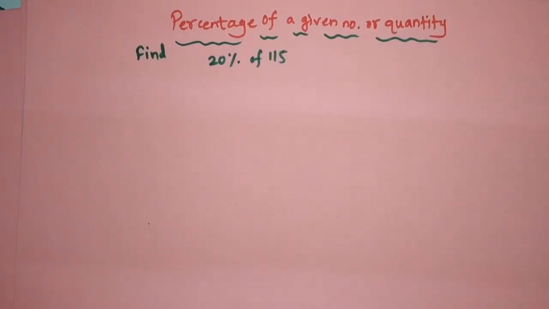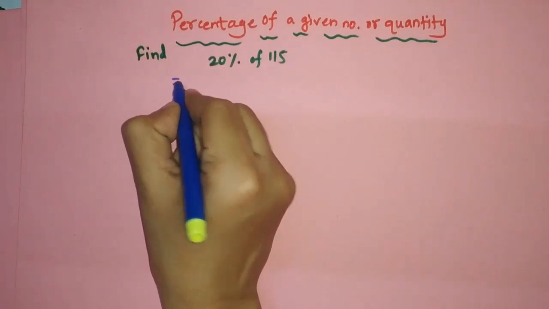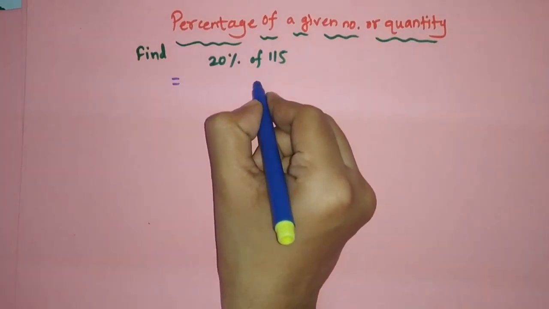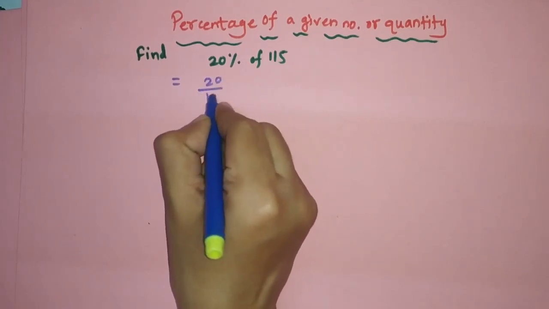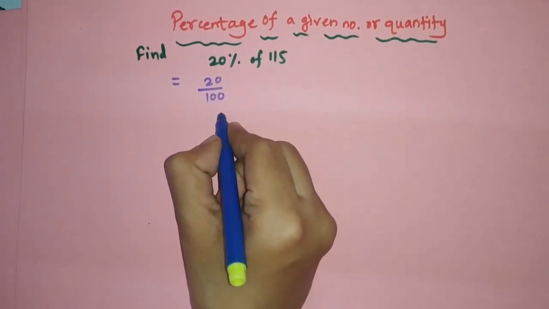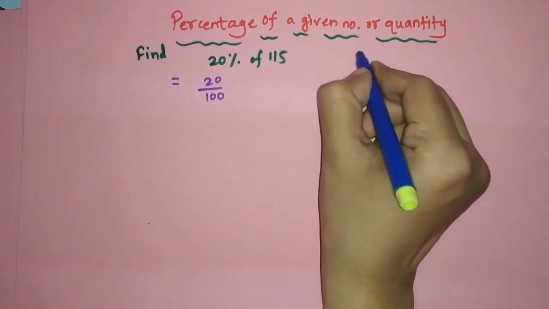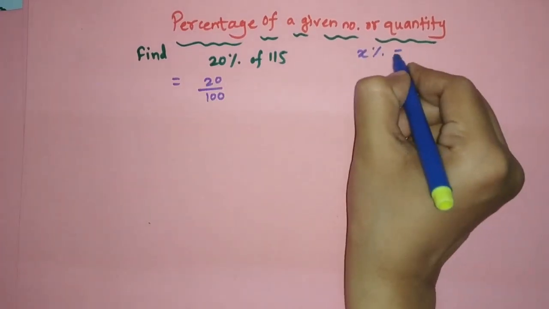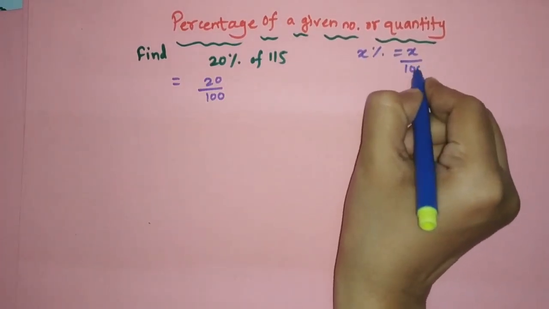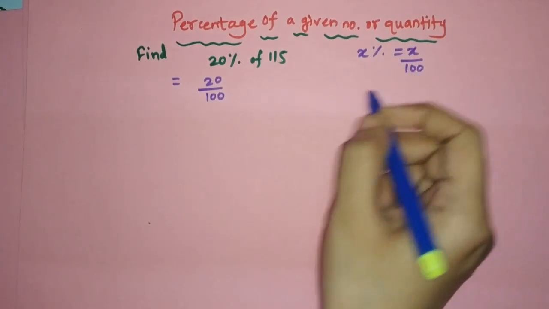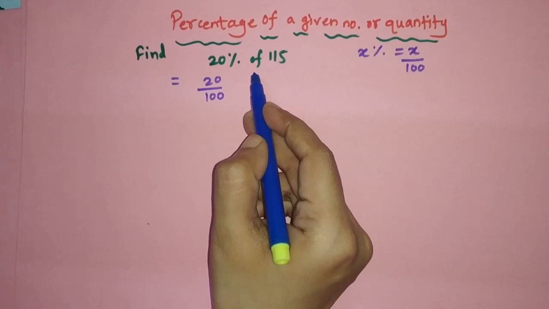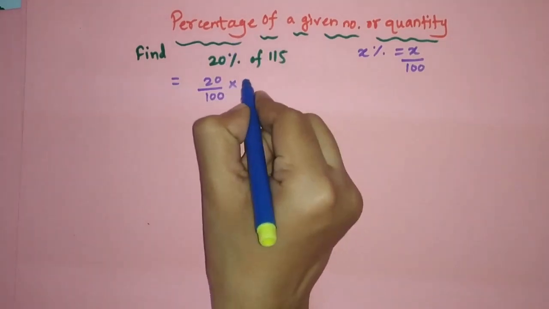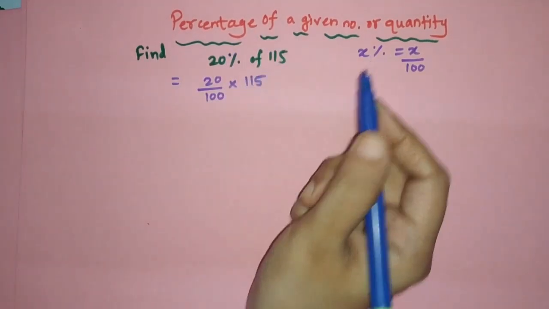If it is asked to find 20% of 115, then we know, friends, that 20% is 20 upon 100, which means 20 values out of 100. In general, if x percent is there, you can write x upon 100, that means x values out of 100. So here 20% means 20 upon 100, and here "of" works as a multiplication, so we'll do into 115.